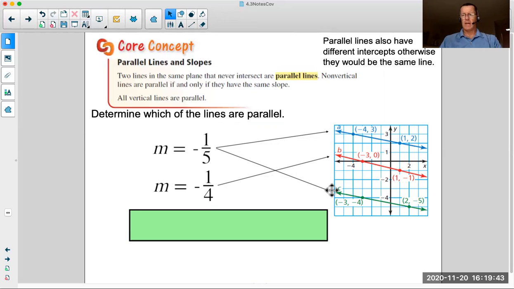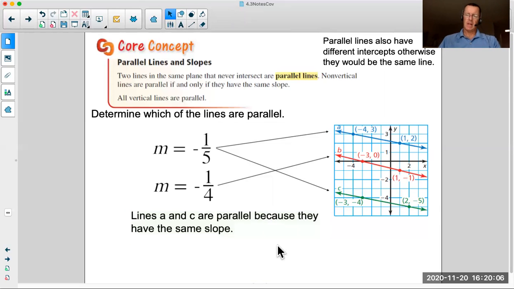And do A and C have different intercepts? Well, clearly, yeah, the y-intercept up here, right, is 2. The y-intercept for C here is about -4.5-ish, I guess. And the x-intercept for A is going to be way over here, and for C, it's going to be kind of way over here. So lines A and C are parallel because they have the same slope and different intercepts.